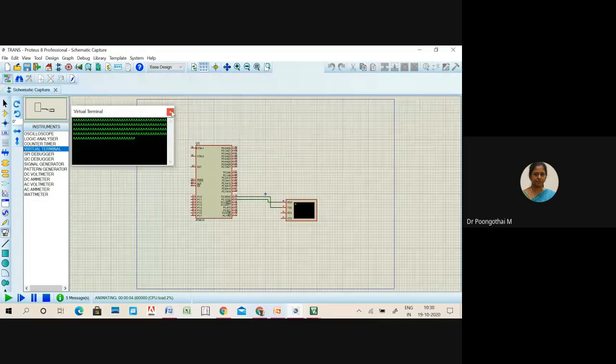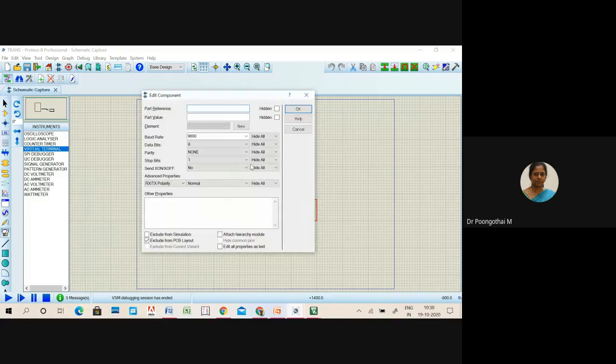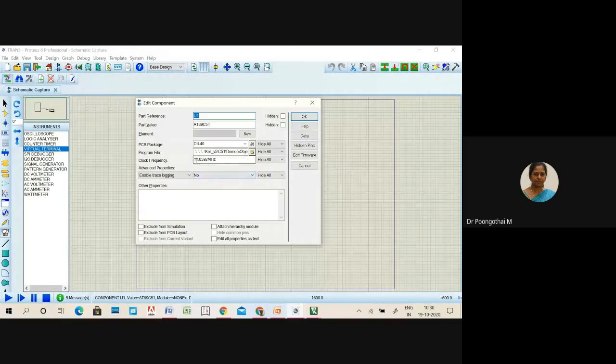So before execution, you have to set the baud rate here. You have to set the baud rate 9600, data bits, parity none, stop bit 1. Okay, you have to set all these parameters. Similarly, on the microcontroller side, you have to set 11.059 megahertz instead of 12 megahertz. You have to set this frequency to get a proper output.